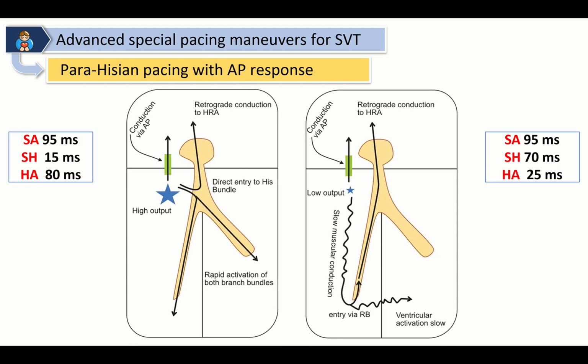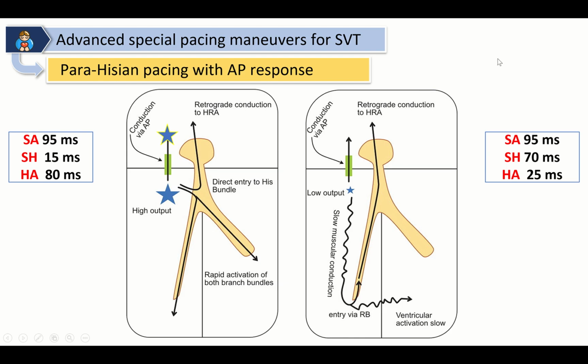And to understand this, on the left side we start with high output pacing, para-Hisian pacing, and retrograde conduction through the accessory pathway, in addition to His capture and retrograde conduction through the His and the AV node. Stim to A is 95 milliseconds and HA is 80 milliseconds.